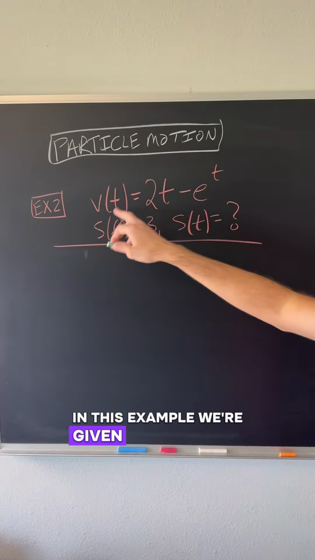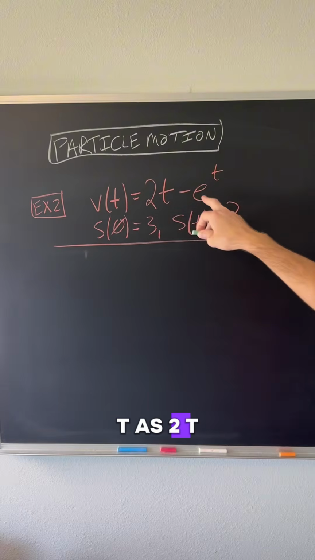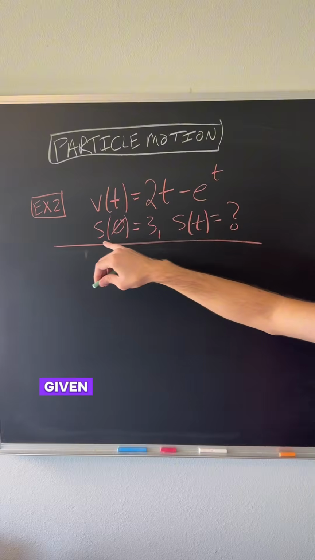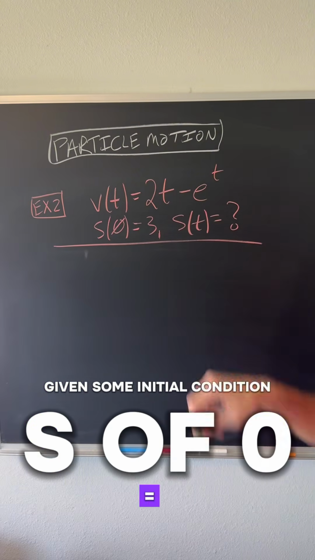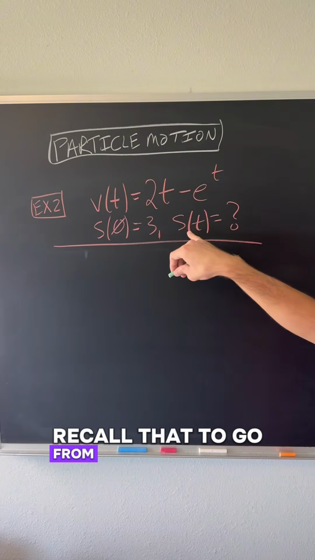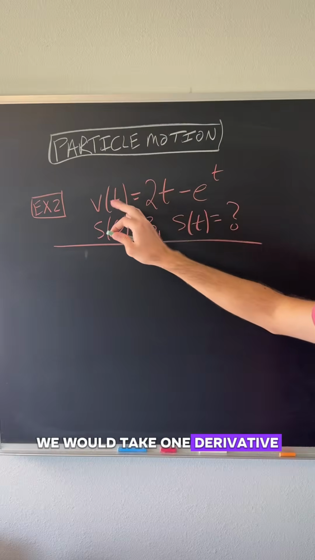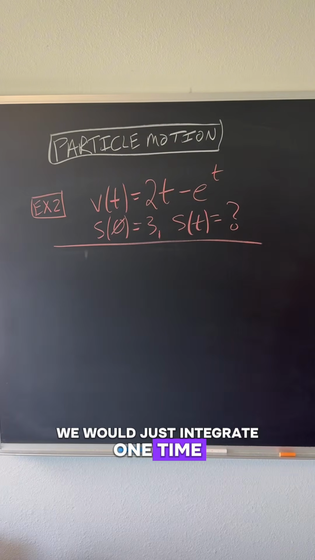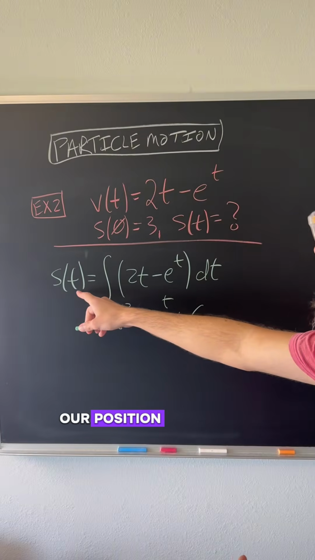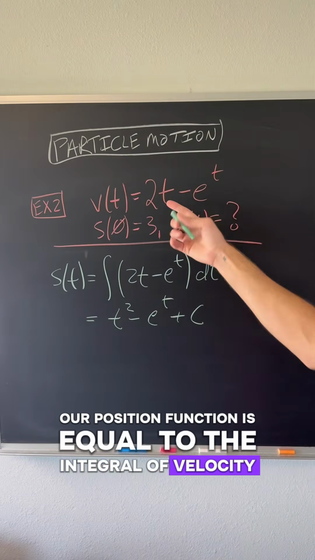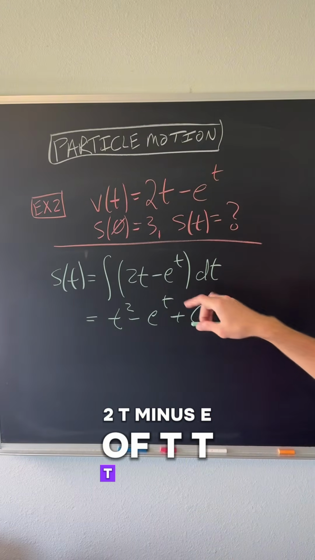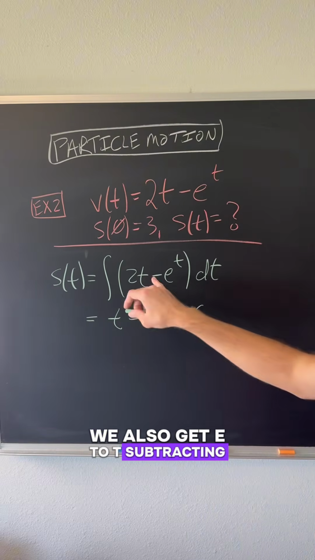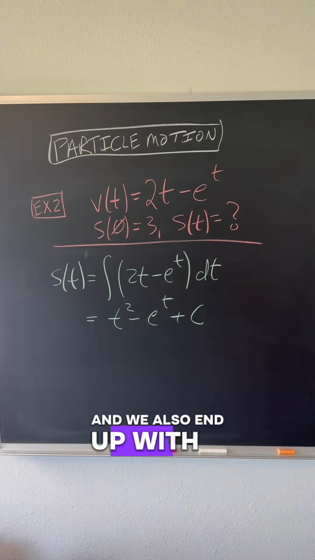In this example, we're given the velocity function v of t as 2t minus e to the t. And we're asked to find the position function s of t given some initial condition s of 0 equals 3. Recall that to go from position to velocity, we would take one derivative. So to go from velocity to our position, we would just integrate one time. Therefore, s of t, our position function, is equal to the integral of velocity 2t minus e to the t dt. Integrating 2t, we get t squared. Integrating e to the t, we also get e to the t, subtracting. And we also end up with a plus c.